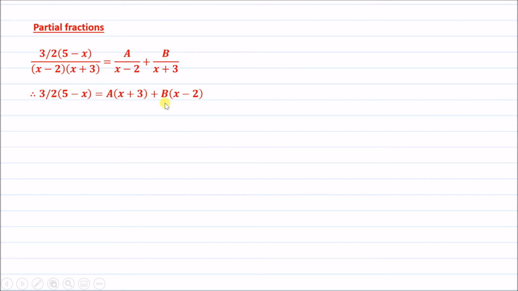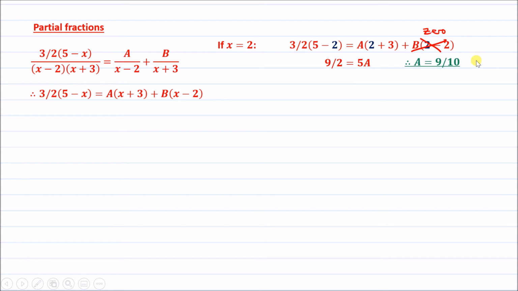Now to work out a or b, all we got to do is just pick 2 values of x, yeah? I'm going to make it easy. I'm going to try and pick a value of x which makes this entire term cancel out. And that is 2. So if you said, alright, let x equals 2, you're going to get 3 over 2 times (5 minus 2), equals a times (2 plus 3), and then b times (2 minus 2). Well, clearly this part is going to be 0, yeah? Because that's what we want. So the left side is 9 over 2, and the right side is 5a. And then dividing 5 across, you get a equals 9 over 10.